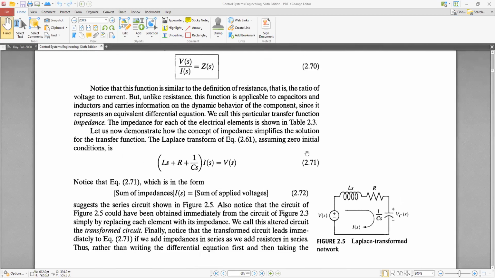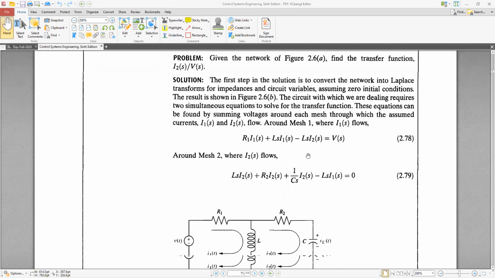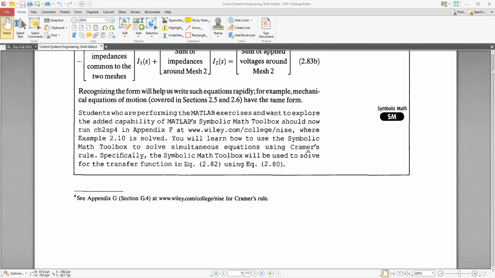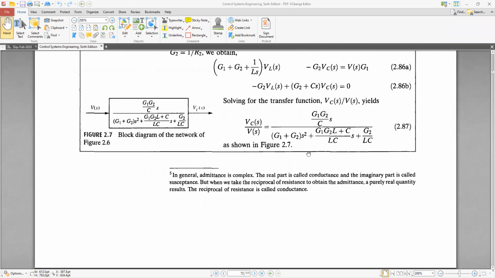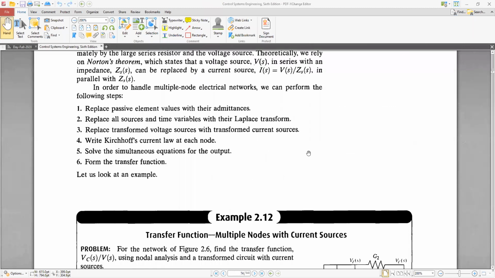Okay, we have started the second chapter, and we have seen the mesh analysis in the last class. So let me start a few more things today.